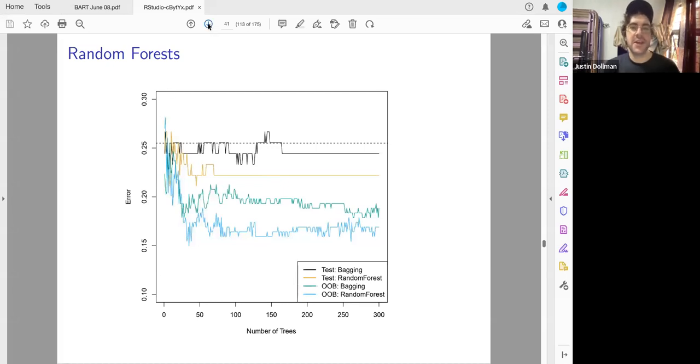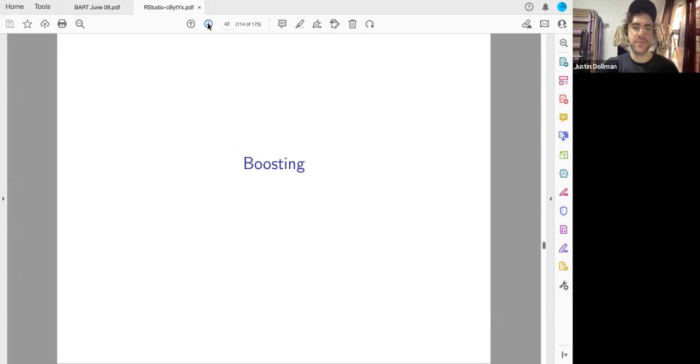So random forests, again, to conclude, are just like bagging, except that not only do we take a random subset of observations, we take a random subset of predictors. Okay, so now we're moving on to something that's pretty different.